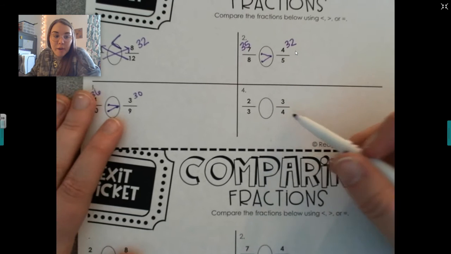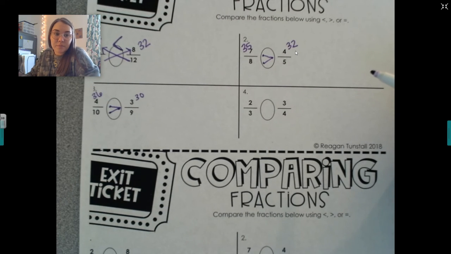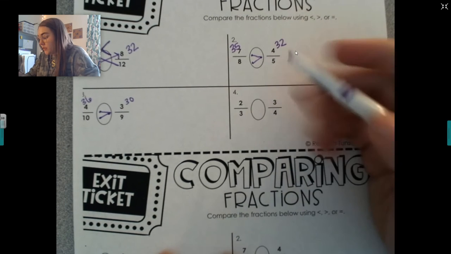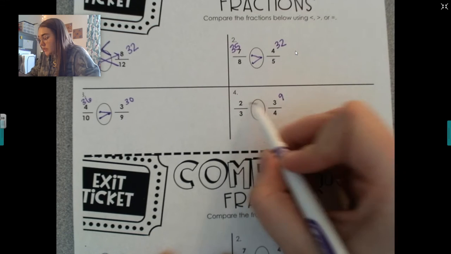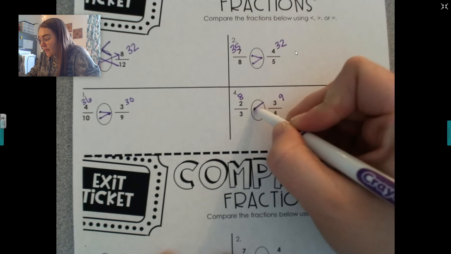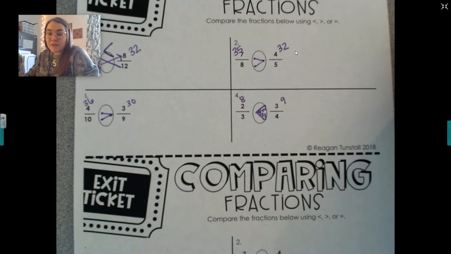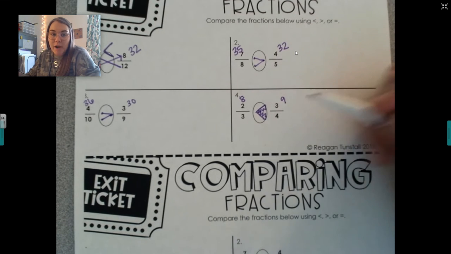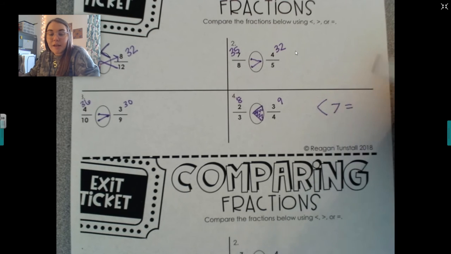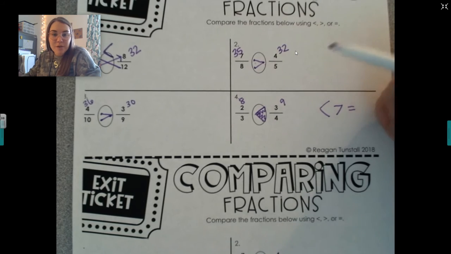I want you to do this one on your paper right now by yourself. All right, so you should have paused the video and you should have cross multiplied. So when I cross multiply 3 times 3, I get 9, and 2 times 4, I get 8. I see that 9 is the bigger number, so I'm going to have my alligator chomping down on 9. There's a bunch of different strategies for how you remember which way to turn your greater than, less than sign, but whatever works for you. I like the 2 dots to the bigger number and 1 dot to the smaller number.